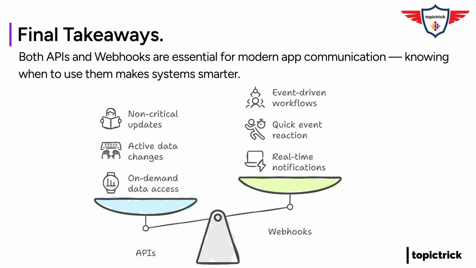Like if I'm checking the price of a stock, I don't necessarily need to know every tiny fluctuation. Got it. So APIs are for when I'm actively asking for information or making changes. When are webhooks the better option?